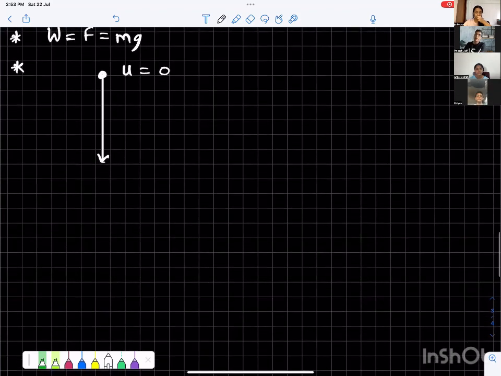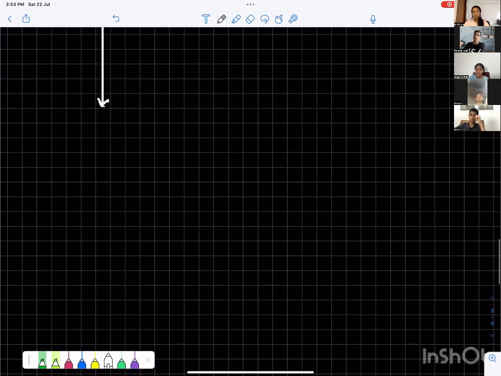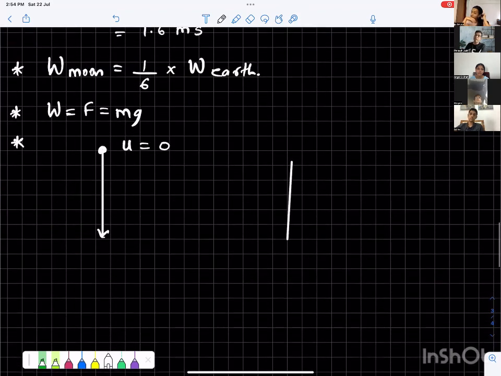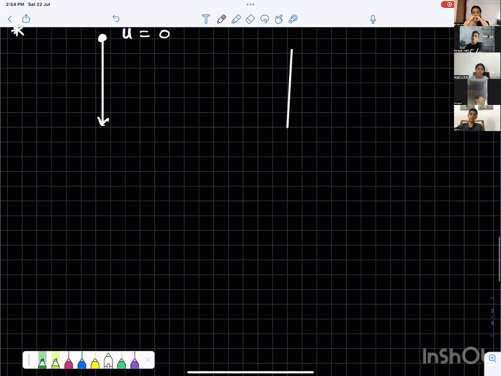Okay. Anika, what was the formula for W? So W, weight, was equal to force, which is equal to mg. M into G. You can write A also, but here because it is gravity, we are writing G. Okay, yes.